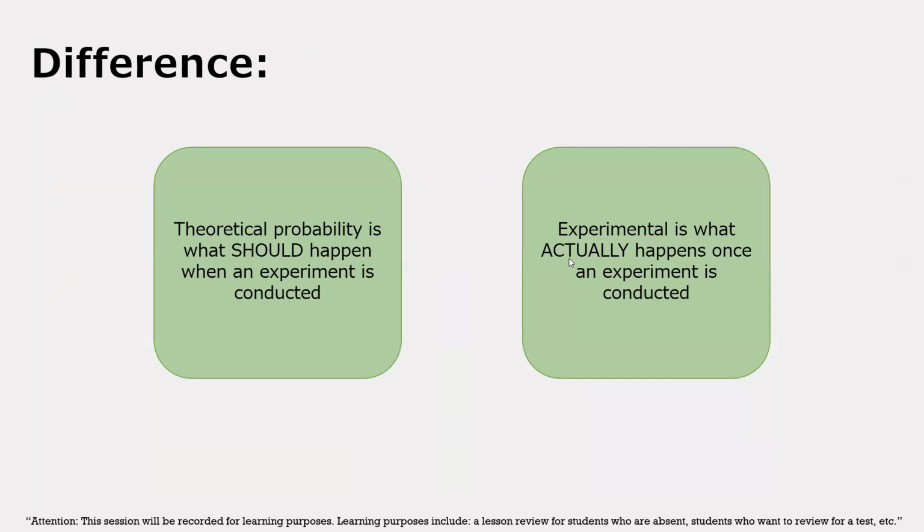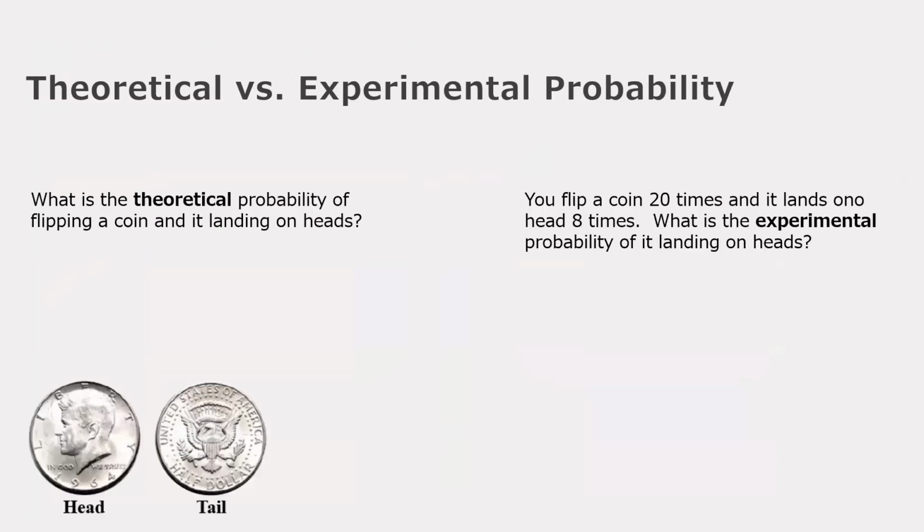Experimental is what actually ends up happening after we perform that experiment. So let's compare the two with the concept of flipping a coin. If you have a coin, one side's heads, the other is tails. What is the theoretical probability of flipping a coin and it landing on heads? Well, theoretical is what we expect to happen.